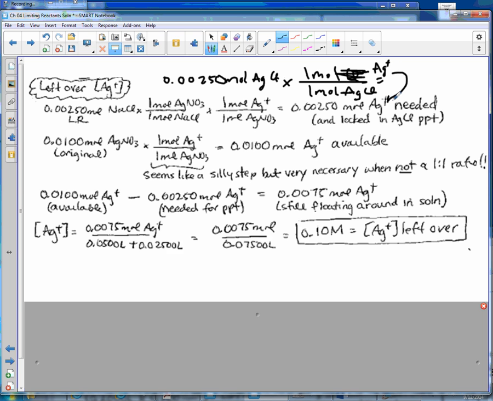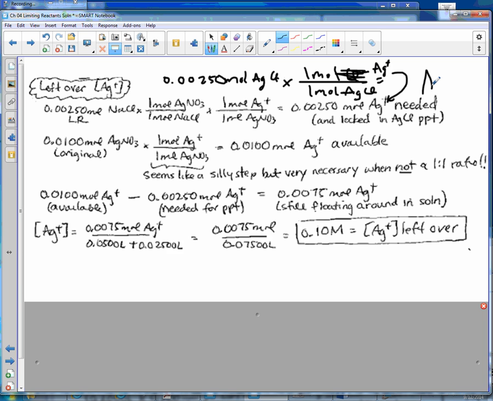You get the same answer, okay? But this took only one step. Now, why is this step important? Just remember that in this compound, there happens to be 1 silver for every 1 silver chloride, or 1 silver for every 1 silver nitrate. But that's not always going to be the case.